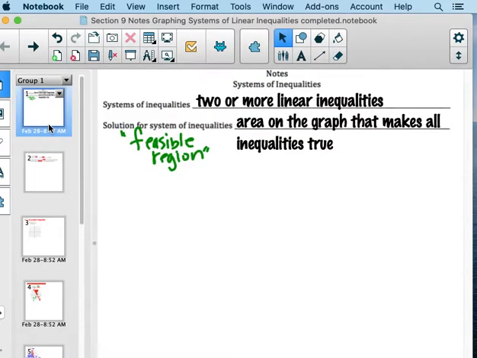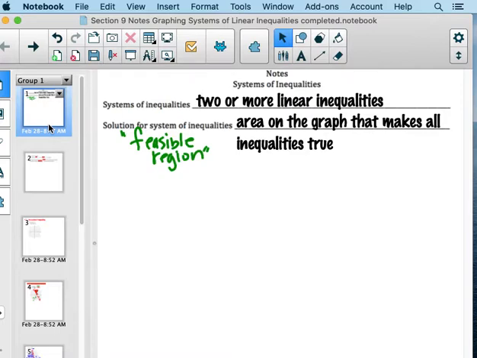Okay, in today's class period here, we are covering section 9 of systems of inequalities. No context, meaning we don't have a word problem that goes along with what we're doing. Okay, well, what is a system?